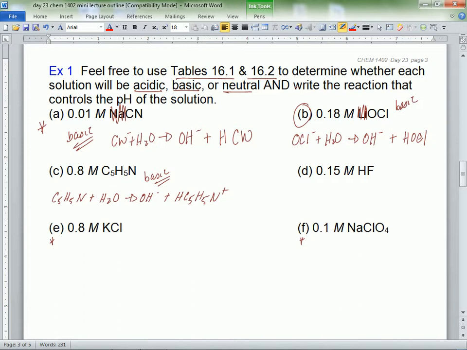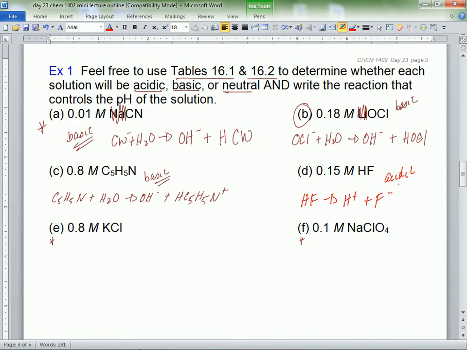Well, you don't need that group because it's HF. It's already neutral. So you don't need the sodium. So you just have HF. So it'd have to be the Ka reaction for HF. Okay. Acidic. HF goes to H plus and F minus.